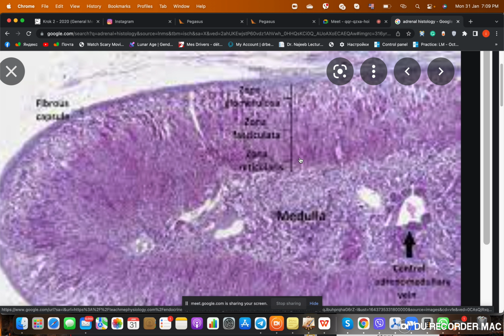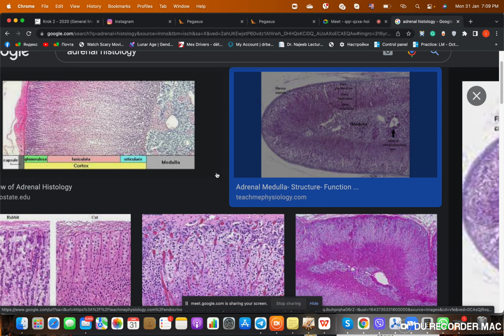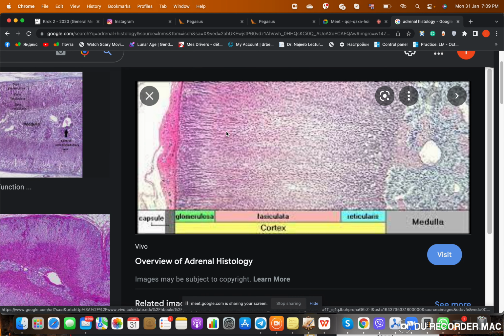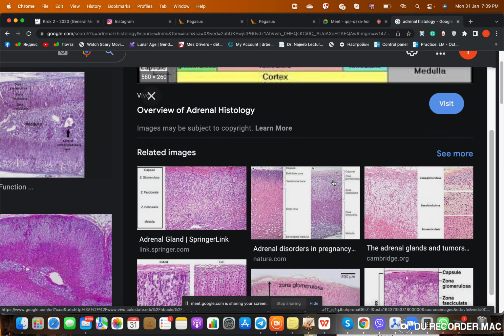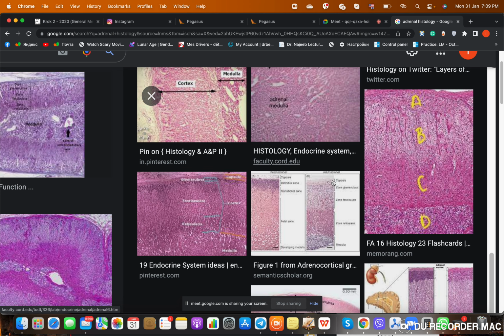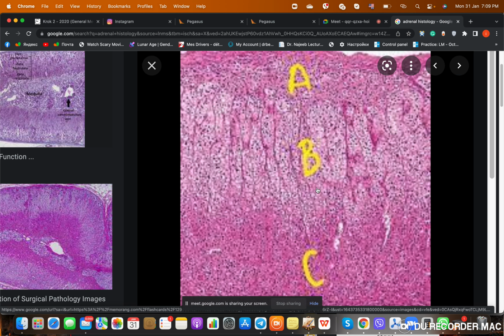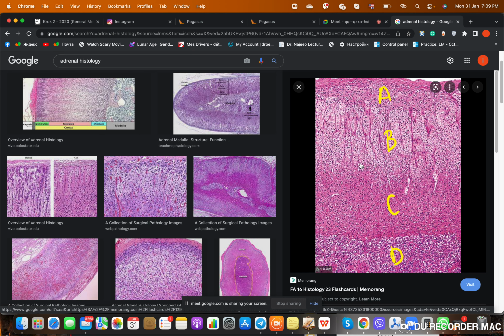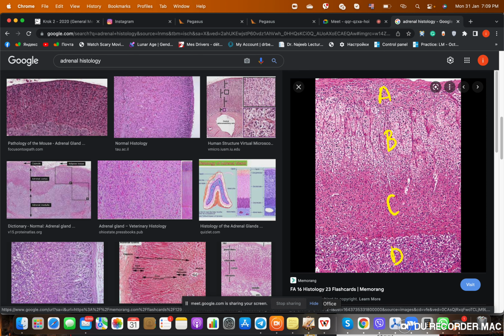The area in between, they call it the fasciculata. And why is it called the fasciculata? Because it looks like ropes. Okay, guys? It looks like ropes. Fascicle in Latin means a rope. Reticularis. Why do they call it reticularis? Well, reticularis in Latin means a net-like structure. Okay, so we have glomerulosa, fasciculata, and reticularis.